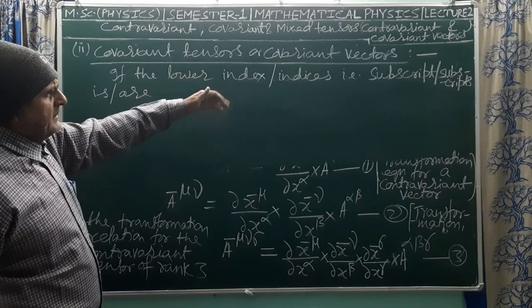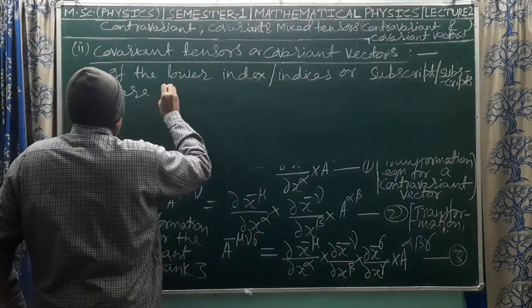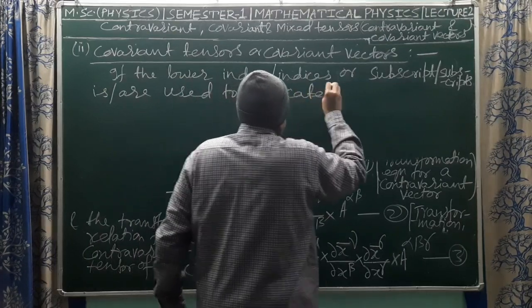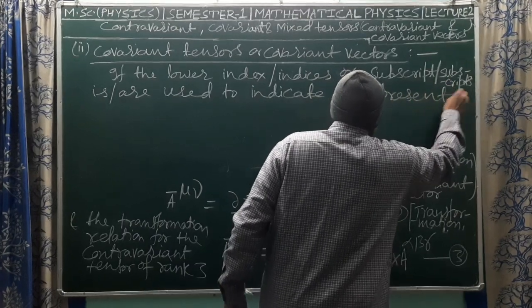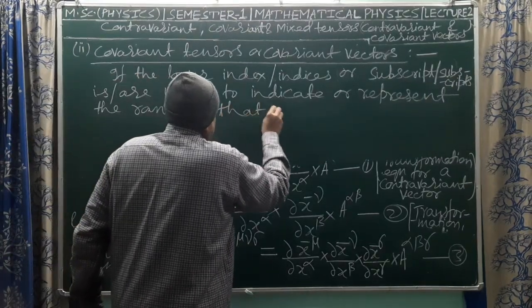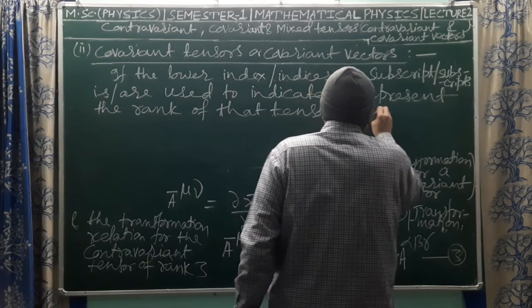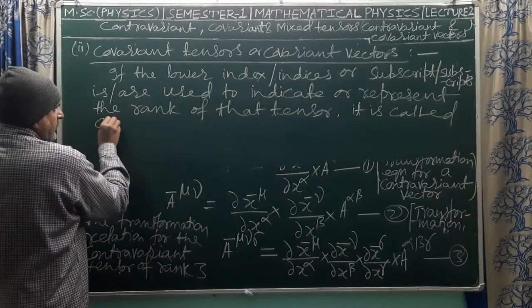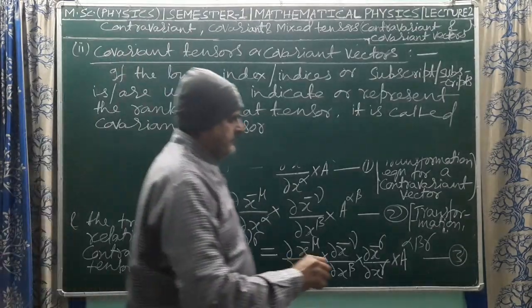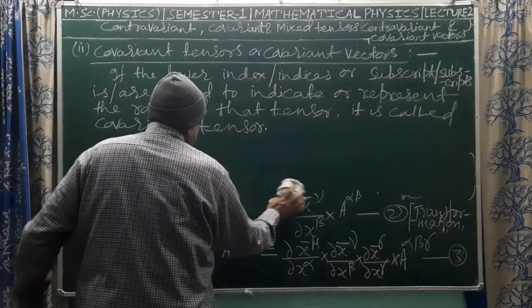If the lower indices, that is subscripts, are used to indicate or represent the rank of that tensor, then it is called covariant tensors. Covariant tensor of rank 1 is called covariant vector.